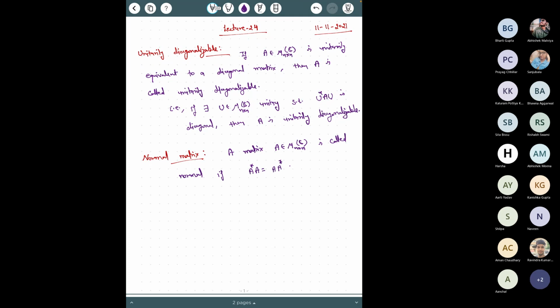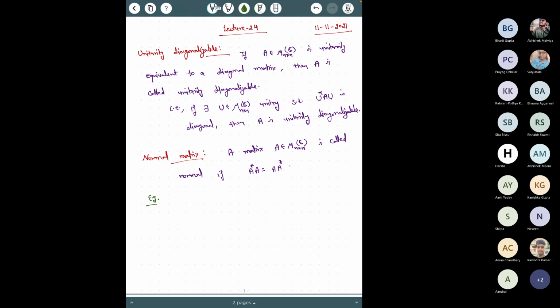It is very close to unitary matrices. In unitary matrices, we want both these terms to be equal to the identity matrix, but here they may not be equal to identity, but they can still satisfy this relation. So if A commutes with its adjoint, then we say that A is normal. For example, you can easily verify that.